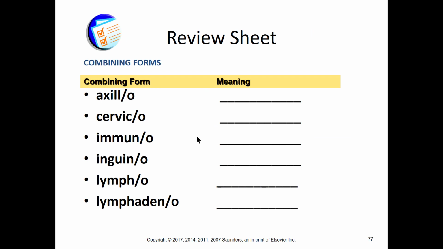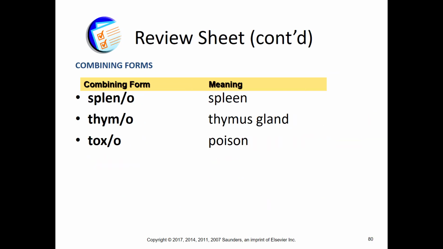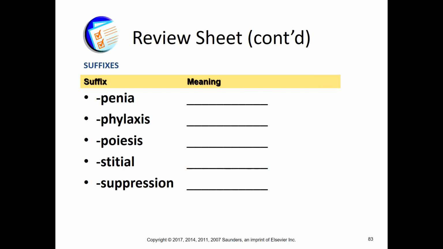So, a review sheet where you get to write down what we have learned. The axillary, cervical, immuno, inguinal, lymph, and lymphadenopathy. Make sure you write those down and get familiar with those terms because you need to know them.